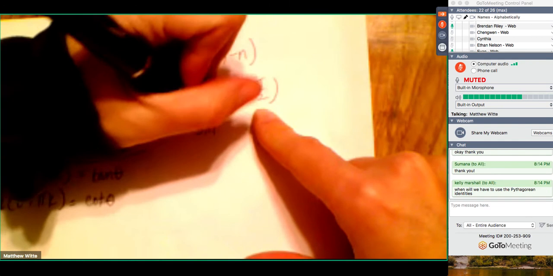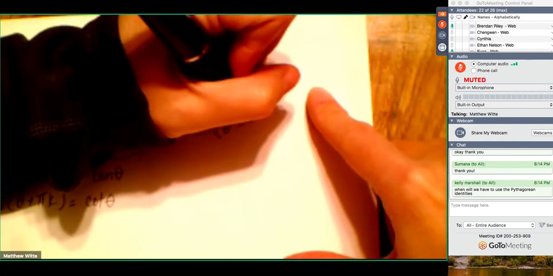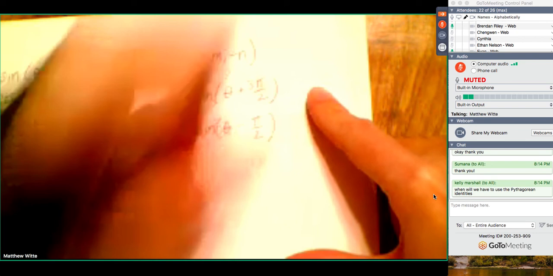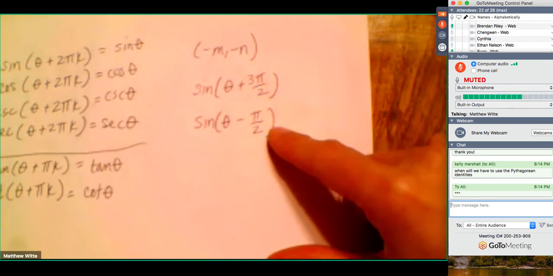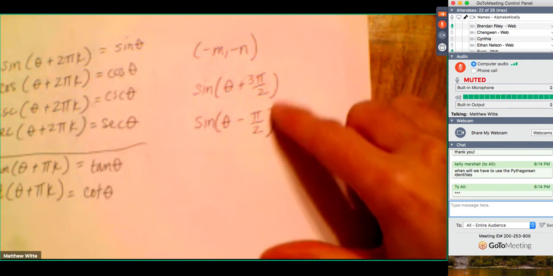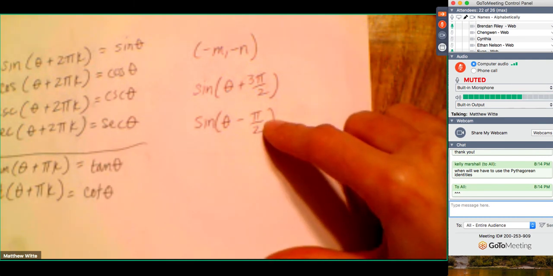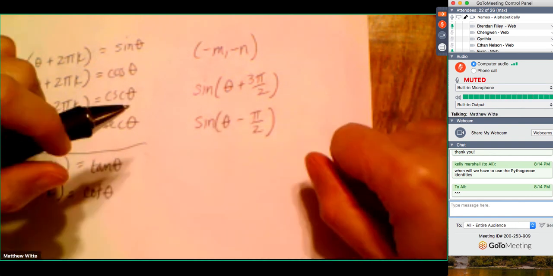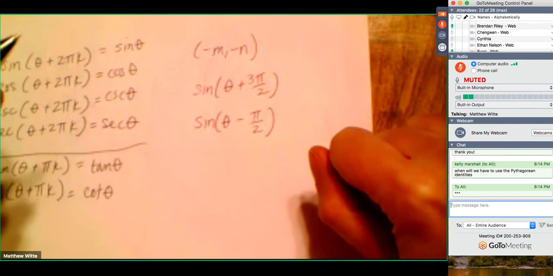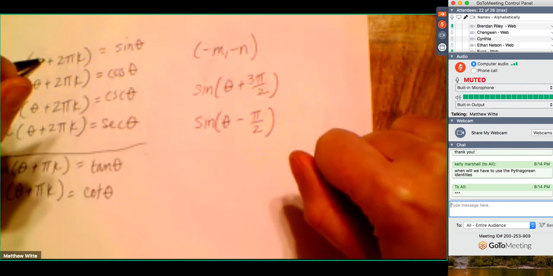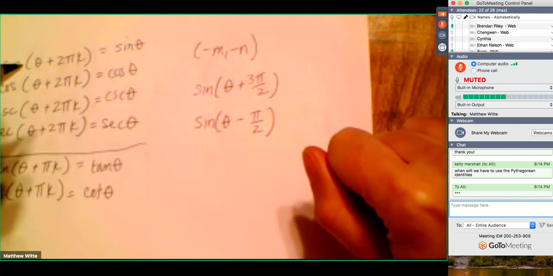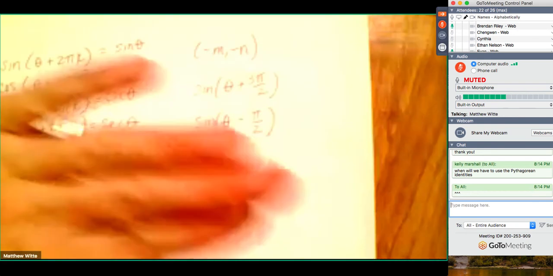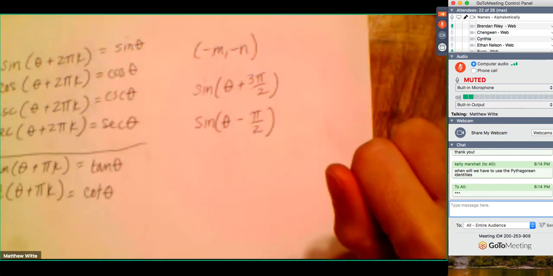So you could actually look at it as the sine of theta minus pi over 2, minus 90 degrees, reversing the direction. A helpful hint: if you add 3 pi over 2, it's the same as subtracting pi over 2, and vice versa. And then if you add just pi or subtract pi, all you have to do is change the signs of the points. You don't swap the coordinates.